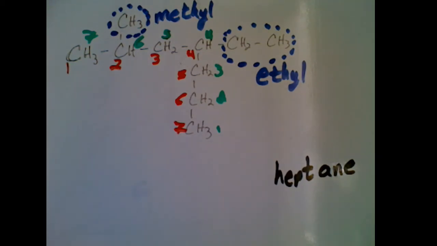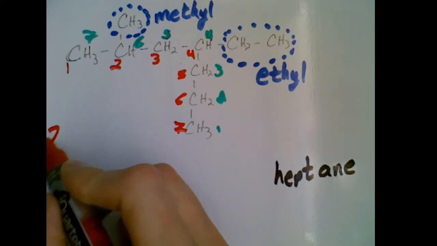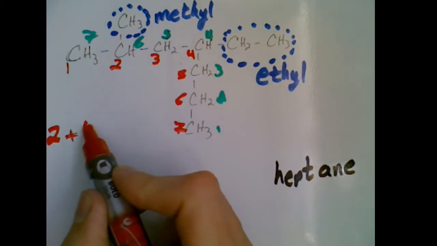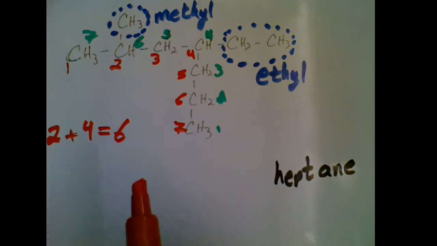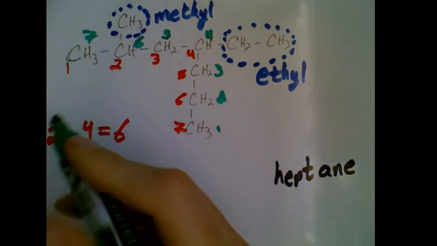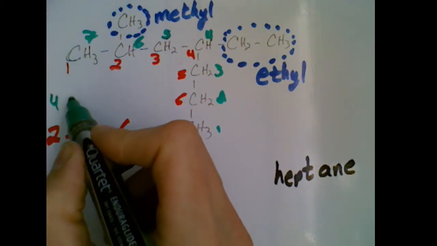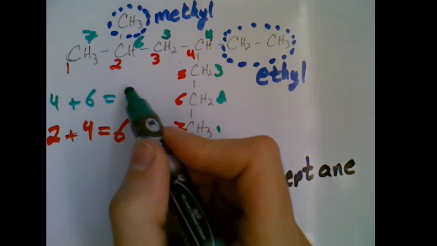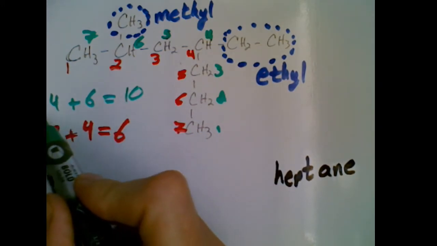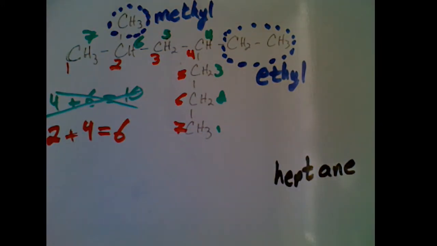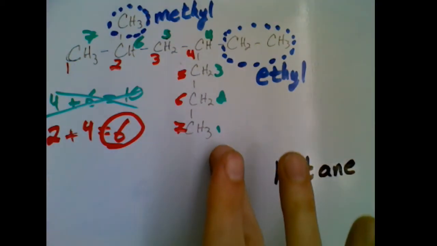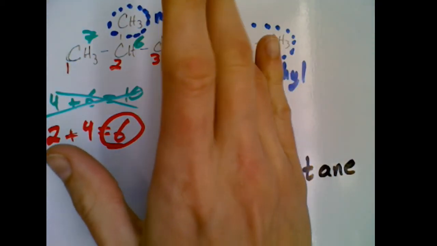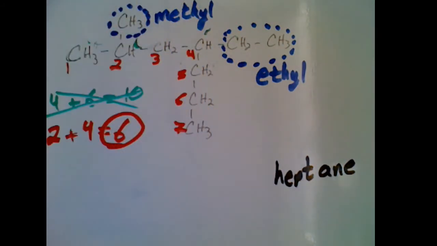Using those red numbers, I would have branches at the 2 and at the 4 position to give me a total of 6 if I were to number that way. If I were to go the other way and use green, I would use a 4 and a 6 to name it, which gives me a total of 10. That tells me I don't want to use the green numbers. I want to use the red numbers because those are the ones that give me the lowest sum. So I'm actually going to even erase those green ones so that we don't even think about them and they're not confusing and mixing us up.